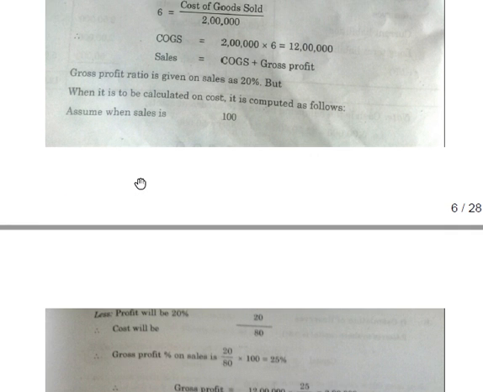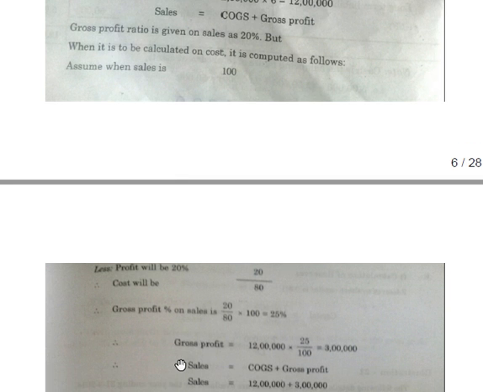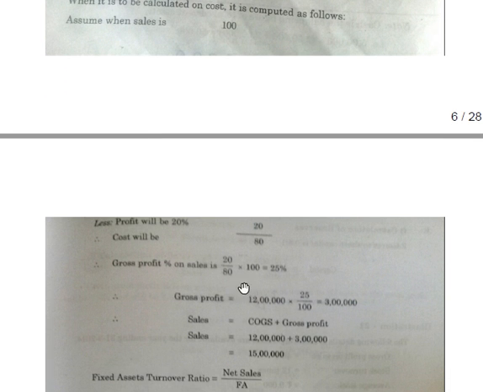Sales is equal to cost of goods sold plus gross profit. So gross profit ratio is given on sales as 20%, but when it is calculated on cost, it will be computed as follows. Assume sales to be 100, so let the profit be 20%. So 100 minus 20, which is 80, is nothing but your cost. Why? Because sales price is more than your cost price, that's why we are having a profit. So gross profit percentage on cost is 20 divided by 80 into 100, which is 25%.